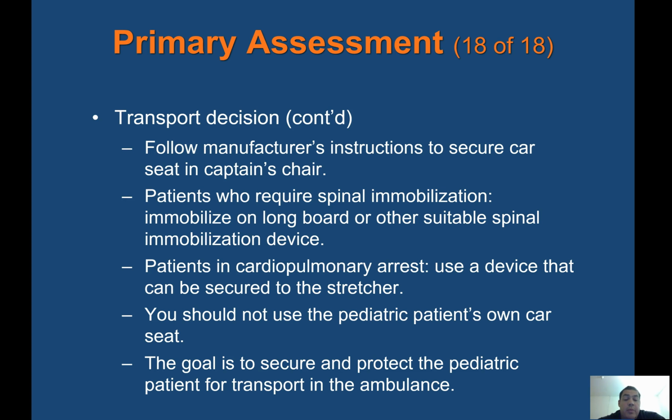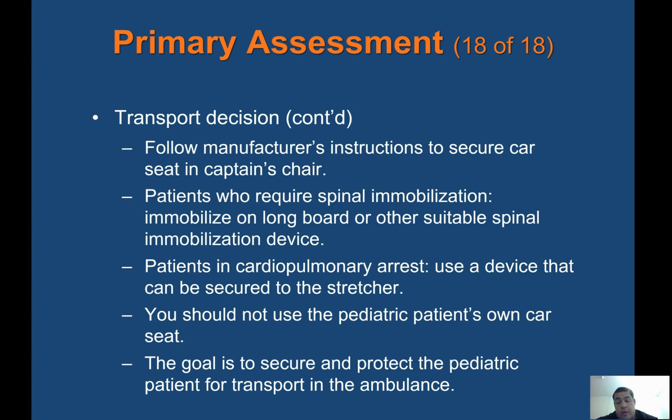Patients who require spinal motion restriction should be immobilized on a longboard or other suitable spinal immobilization device. For a patient in cardiac arrest, use a device that can be secured to the stretcher. You should not use a pediatric patient's own car seat. The goal is to secure and protect the pediatric patient for transport in the ambulance.